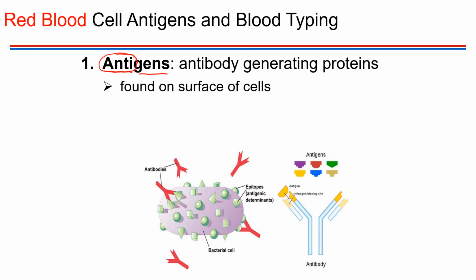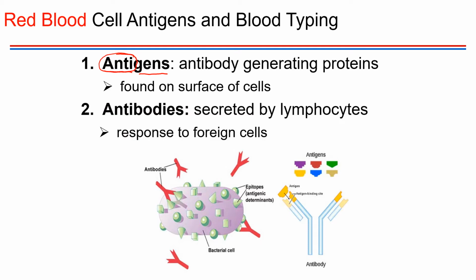In this case, it's going to be different though, because your red blood cells actually have antigens on them, and they're not foreign, but your body's going to make antibodies to determine blood cells that aren't yours. So antibodies are secreted by lymphocytes, and you learned about lymphocytes being a type of leukocyte, a type of white blood cell. And these are the things that are going to be responding to all those foreign invaders.